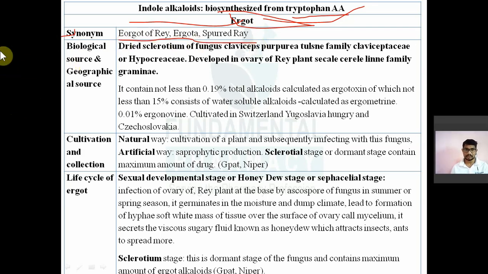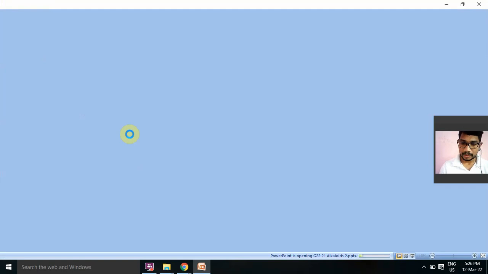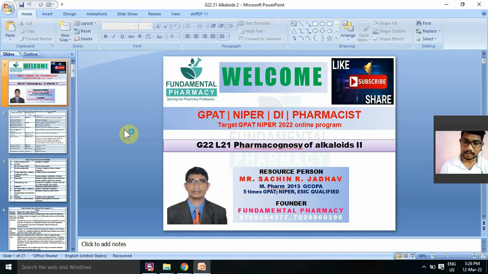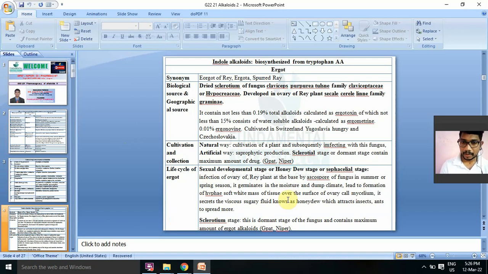These are the synonyms. Okay, now biological source and geographical source. Actually, this ergot is nothing but the fungus which is developed on another plant. It is a dried sclerotium of the fungus known as Claviceps purpurea, family Clavicipitaceae, developed on the rye plant.